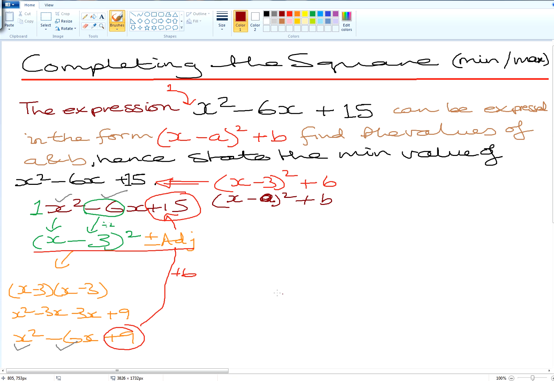Now can somebody read off for me what the a and b values are by putting them together like that? Can someone tell me what the a value is? Minus 3. So the a value is 3. Yeah. Okay. And what's the b value? Minus 3, sir. It's not minus, it's x minus a. So the a value is just 3.